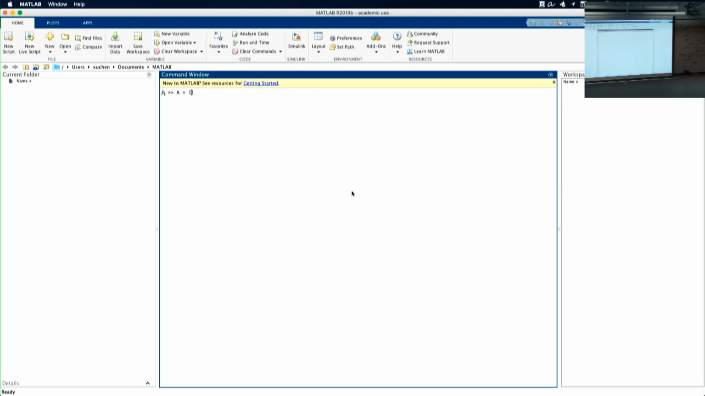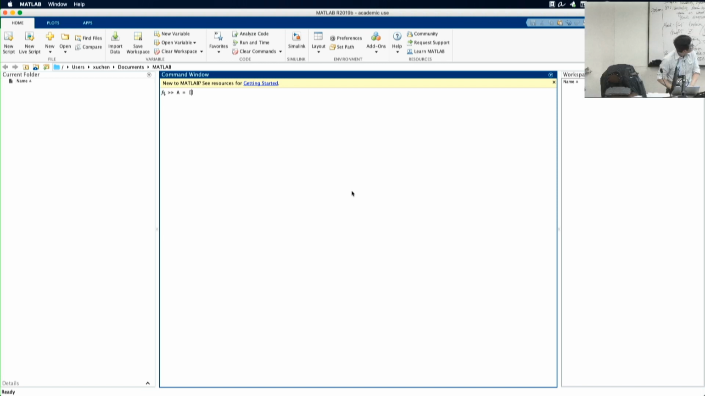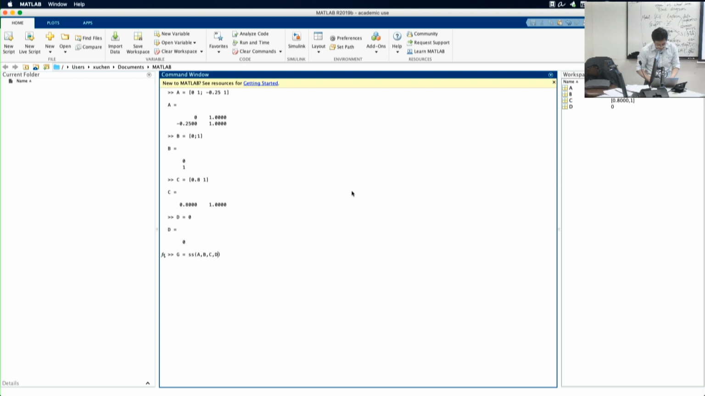A matrix, the font is a little small, but trust me, I'm inputting 0, 1, negative 0.25, and then 1. And then for the B matrix, I'm putting in 0, 1, and C matrix, I'm putting in 0.8 and 1. D is 0. So these are the state space systems. You can define a state space system by G equal to ss(A, B, C, D). All right?